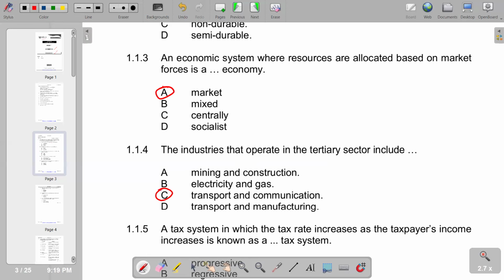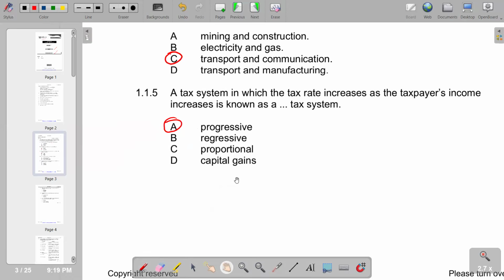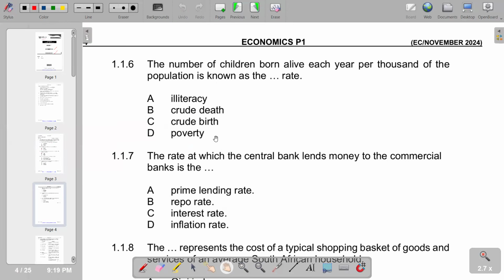So number five, a tax system in which the tax rate increases as the taxpayer's income increases is known as a progressive tax system. So we've got progressive, A. So this is what we have for this part. We'll move on to the next question, which is going to be number six.